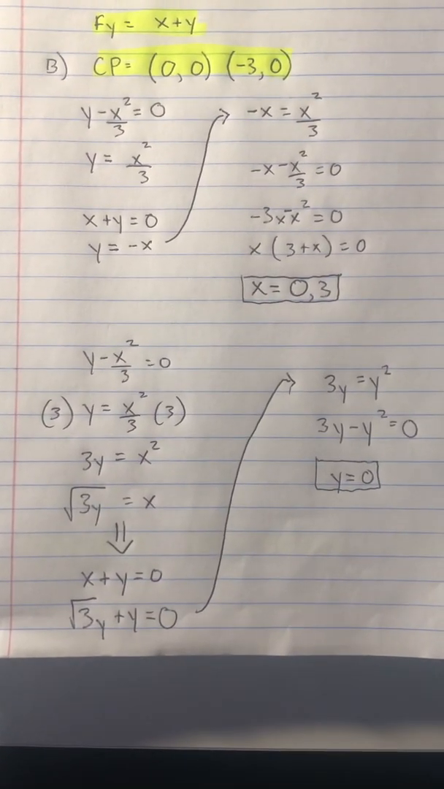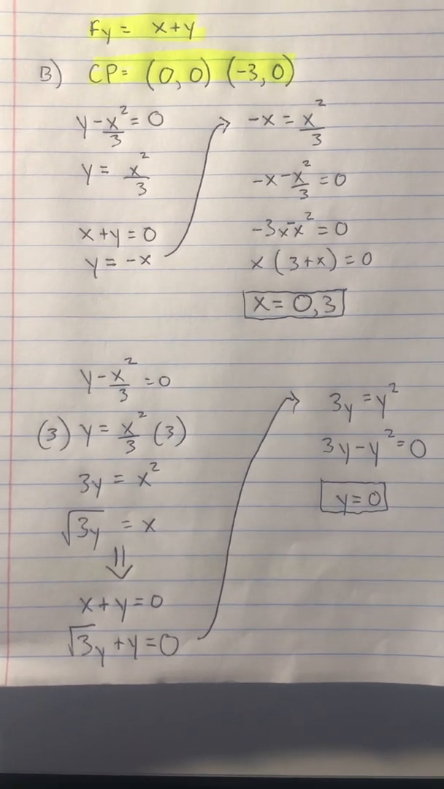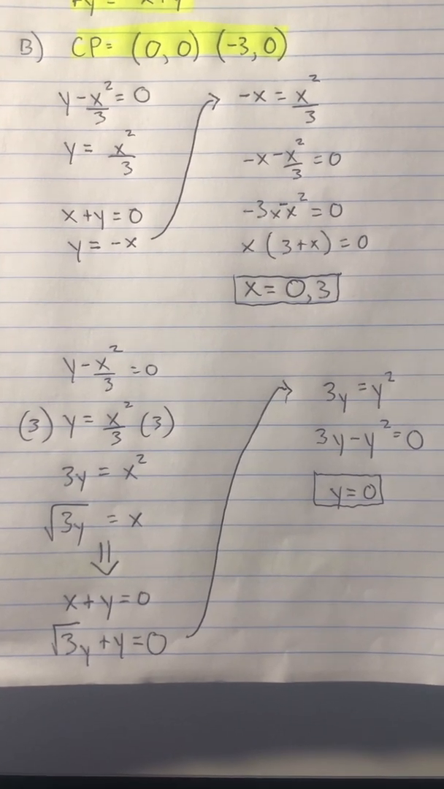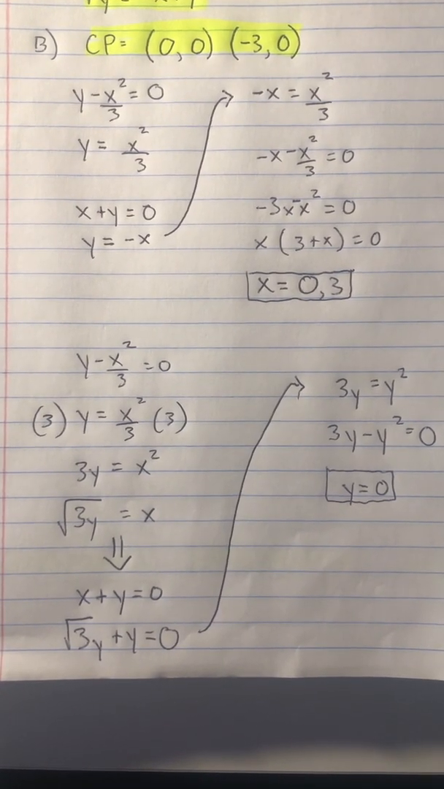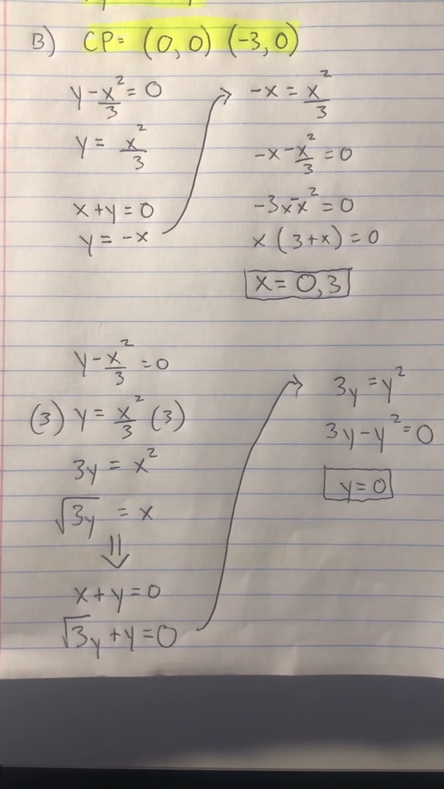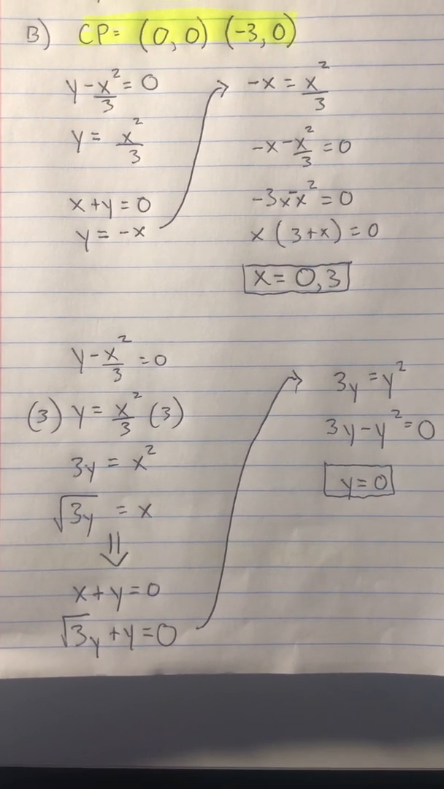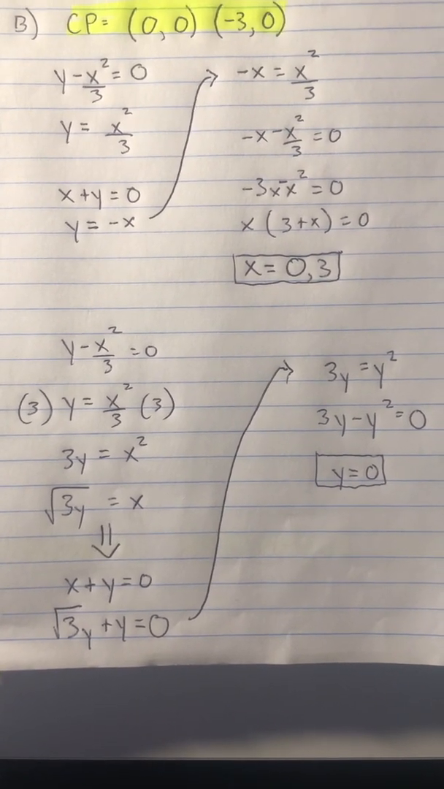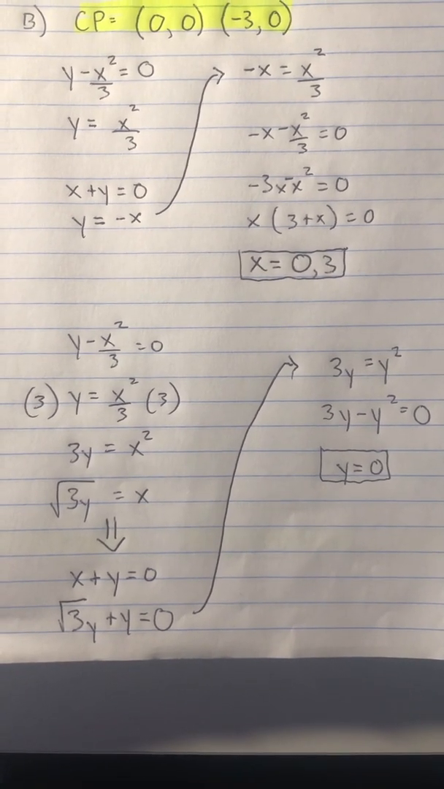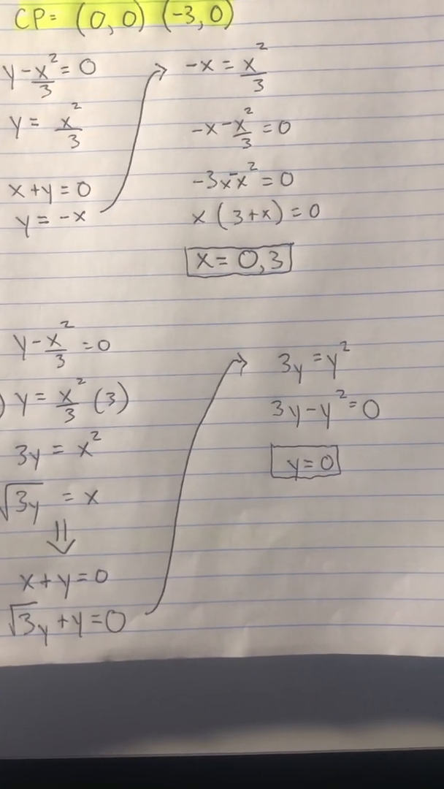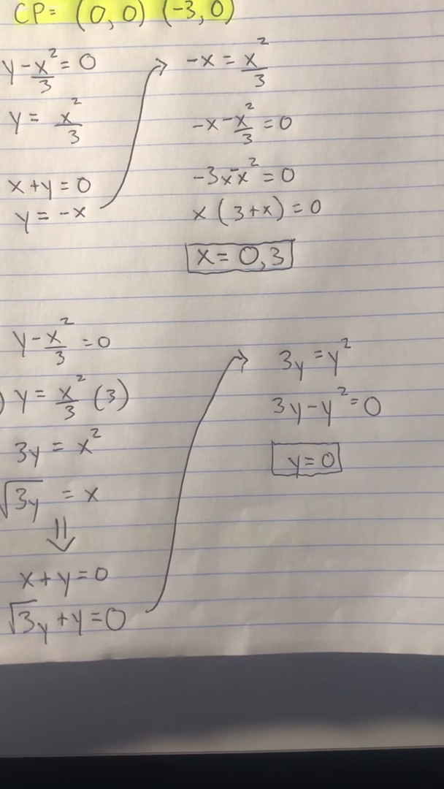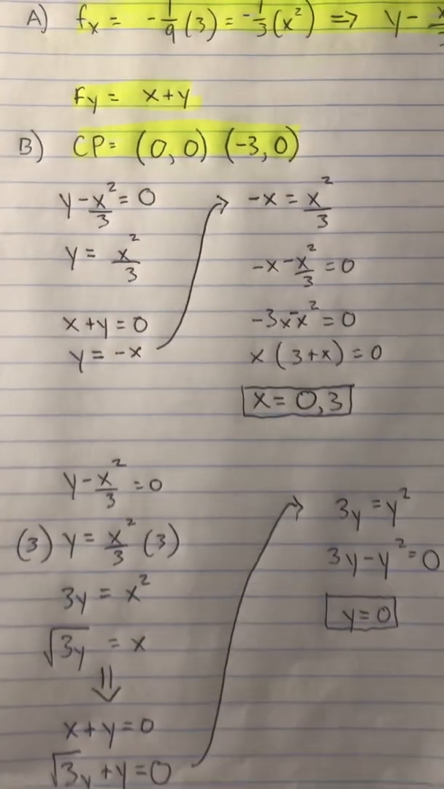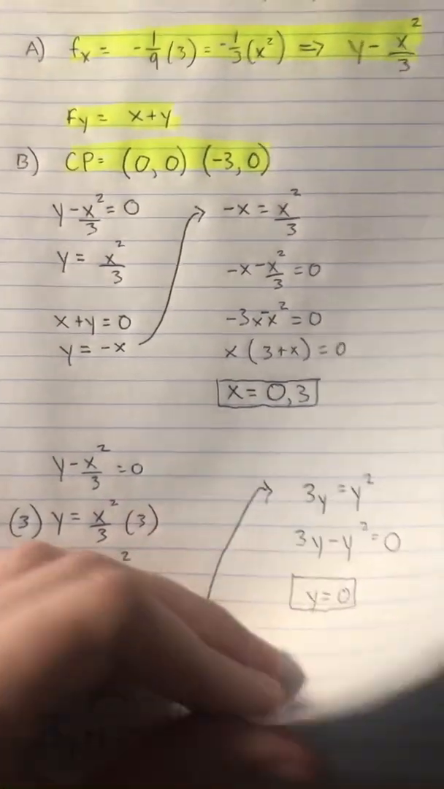Then we use the y - x^2/3 equation, set that equal to 0, multiply each side by 3, getting 3y = x^2. Now to get x alone, we take the square root, so we get the square root of 3y equals x. Then we plug the square root of 3y into the x + y equation and set it to 0. So the square root of 3y + y = 0. Then we do 3y = y^2. 3y - y^2 = 0, and we get y = 0, thus getting our critical points to be (0, 0) and (-3, 0).